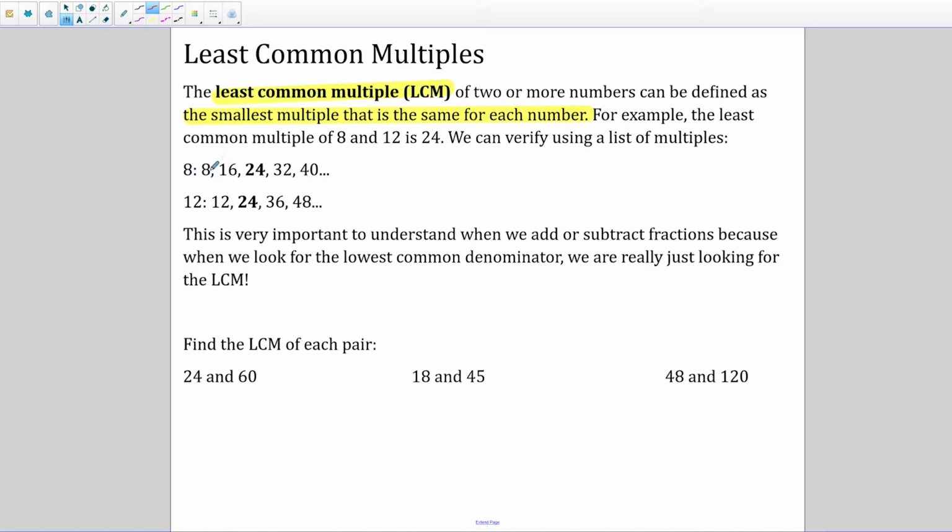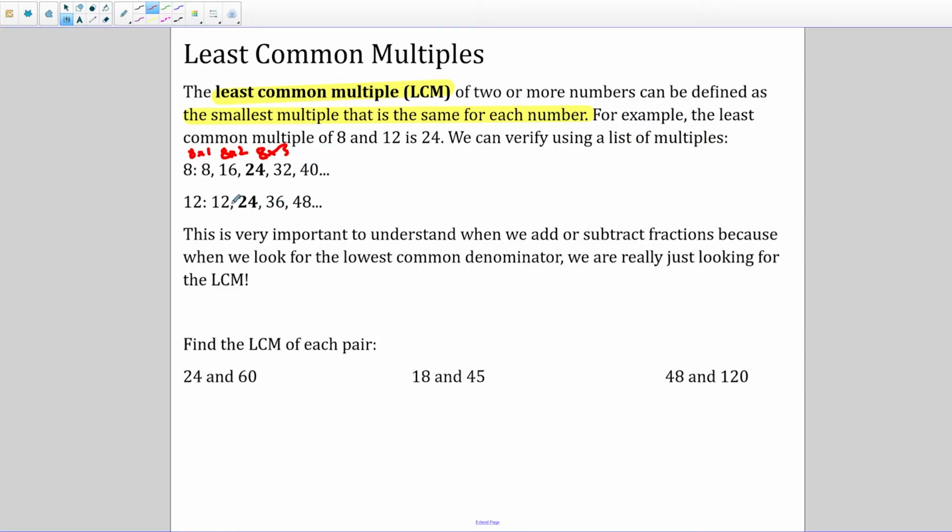So we can tell here that 8 plus 8 gives us 16, 16 plus 8 gives us 24, 24 plus 8 gives us 32, and so on. Another way of looking at this is thinking of the first number as being 8 times 1, the second one is 8 times 2, 8 times 3, and so on.